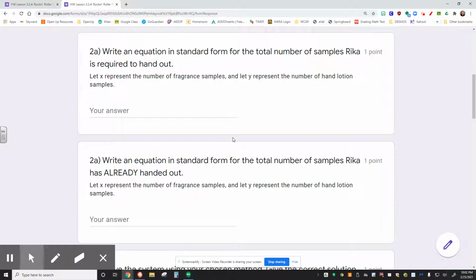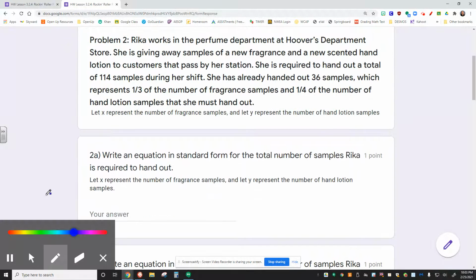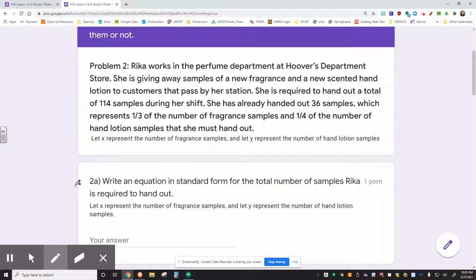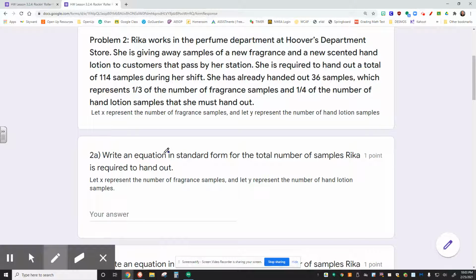So with 2A, we're talking about a girl named Rika. She is working at a perfume department at the Hoover department store. She's giving away samples of a new fragrance and a new scented hand lotion. So we have something for hand lotion and we have something for fragrance. As we write this out, we have to consider that she has to hand out 144 samples during her shift. She's already handed out 36 of them. And that 36 represents 1/3 of the number of fragrance samples and 1/4 of the number of hand lotion samples.